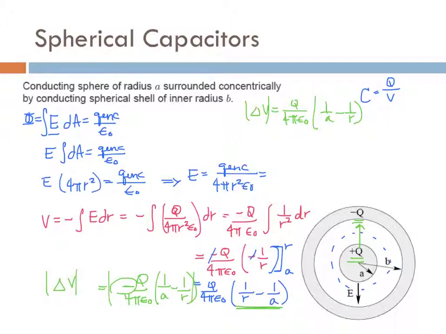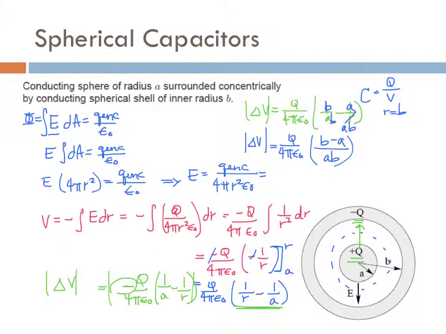Now we're going to clean this up a little bit with some more algebra. Here I'm going to set r equal to b, because we want to know specifically the potential between a and b. So I replace r with b, and now I'm going to clean this up. I multiply the first fraction by 1, which is b over b, and the second fraction by a over a, so that I get b minus a over ab. Again, this is the magnitude of our potential difference.